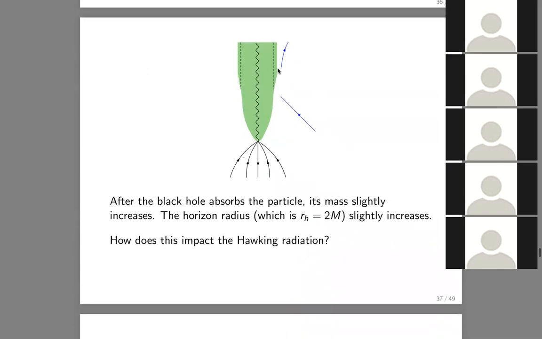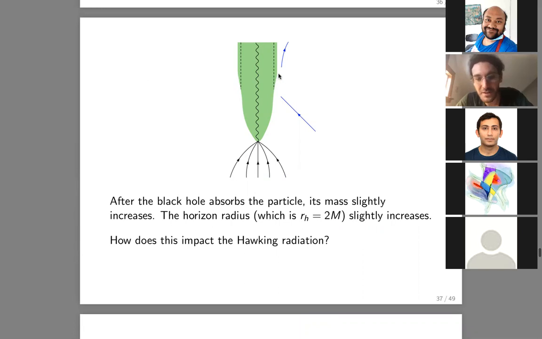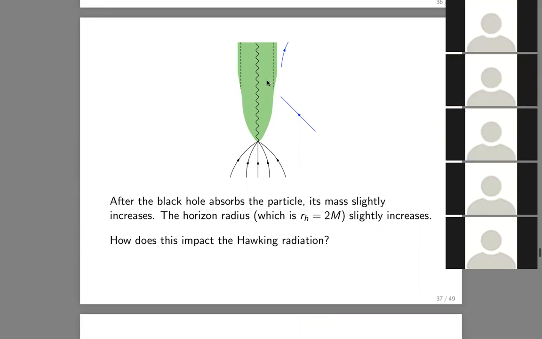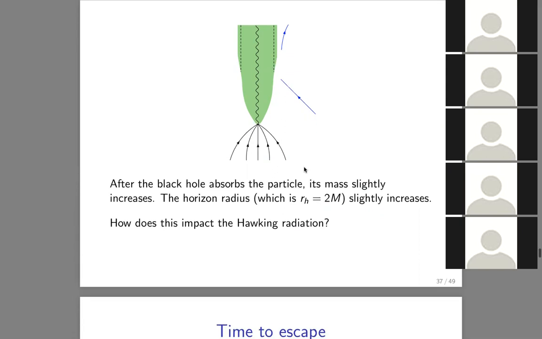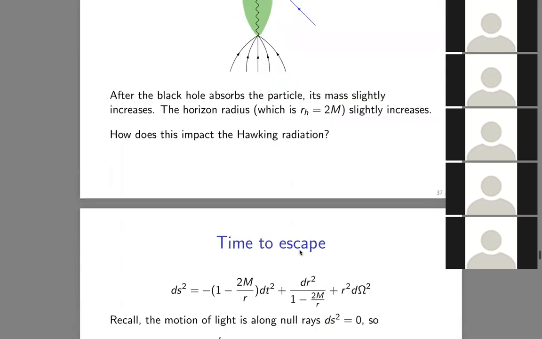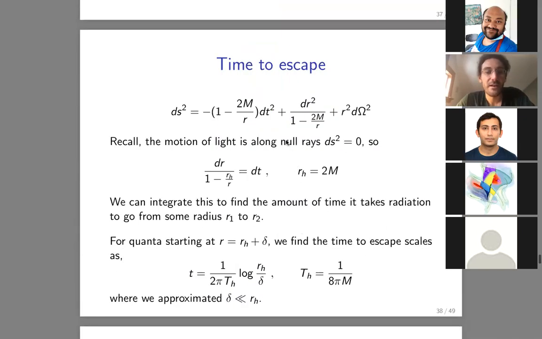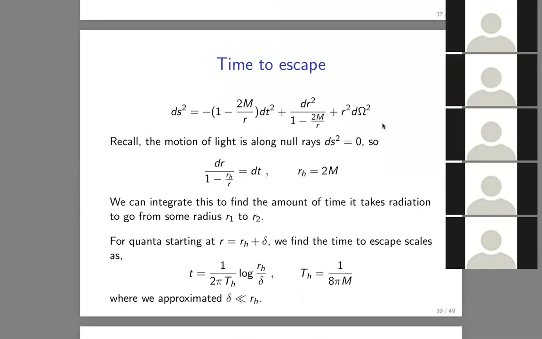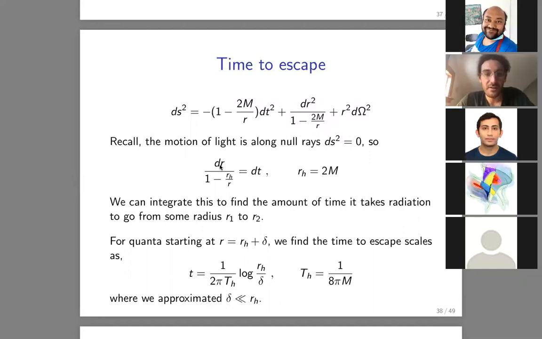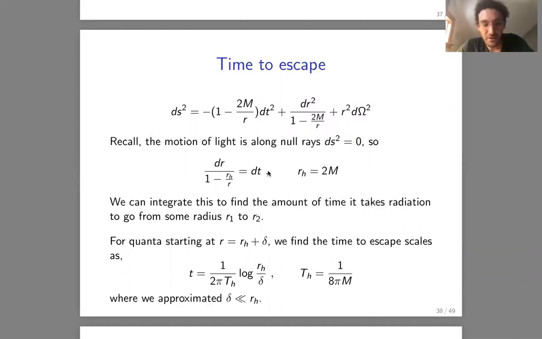So we send the particle in, the black hole absorbs the particle, its horizon slightly increases. And the question is, how does this impact the Hawking radiation? This is easy to calculate. So here's the black hole metric. The motion of light is along these null rays. So I just set ds squared equal to zero, ignore the angular part, and it's just dr over (1 minus rh over r) equals dt. We can integrate this from some radius r1 to some radius r2, and that will tell us the amount of time it takes to get out.